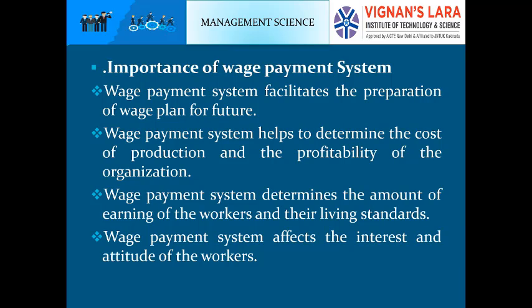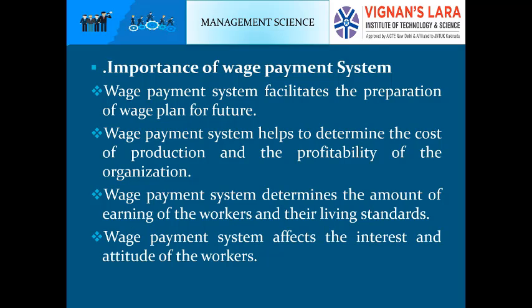Next one is that the wage payment system helps to determine the cost of production and the profitability of the organization. Wage is one of the factors of production. Out of all 5 factors of production, that is land, labor, capital, organization, technology and banking. Labor means wage. So whenever we decrease the minimum wage or control the wage, it is very useful to reduce the cost of production or determine the accurate cost of production, which is very useful for more profitability, or to increase the rate of profitability of the organization against the sales.